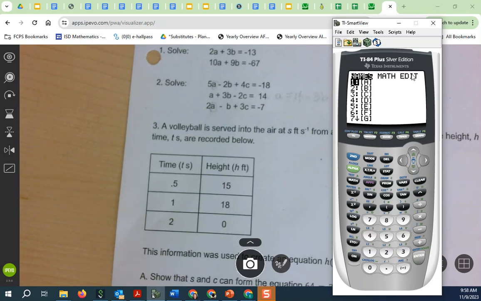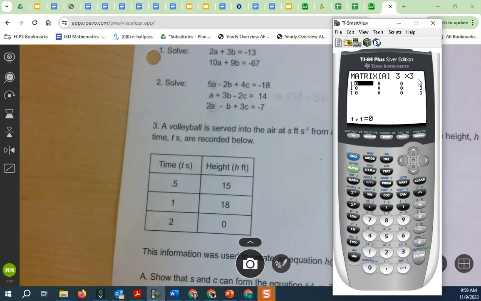And we need to edit the matrices because we want to make them look like our coefficients. So we're going to go right to edit. The two matrices that we're going to edit are A and B. So to edit A, just press enter because it's already on A. And because I have 3 rows and 3 columns, it's a 3 by 3 matrix. So you're going to enter 3 by 3. And then you can press enter and go down.